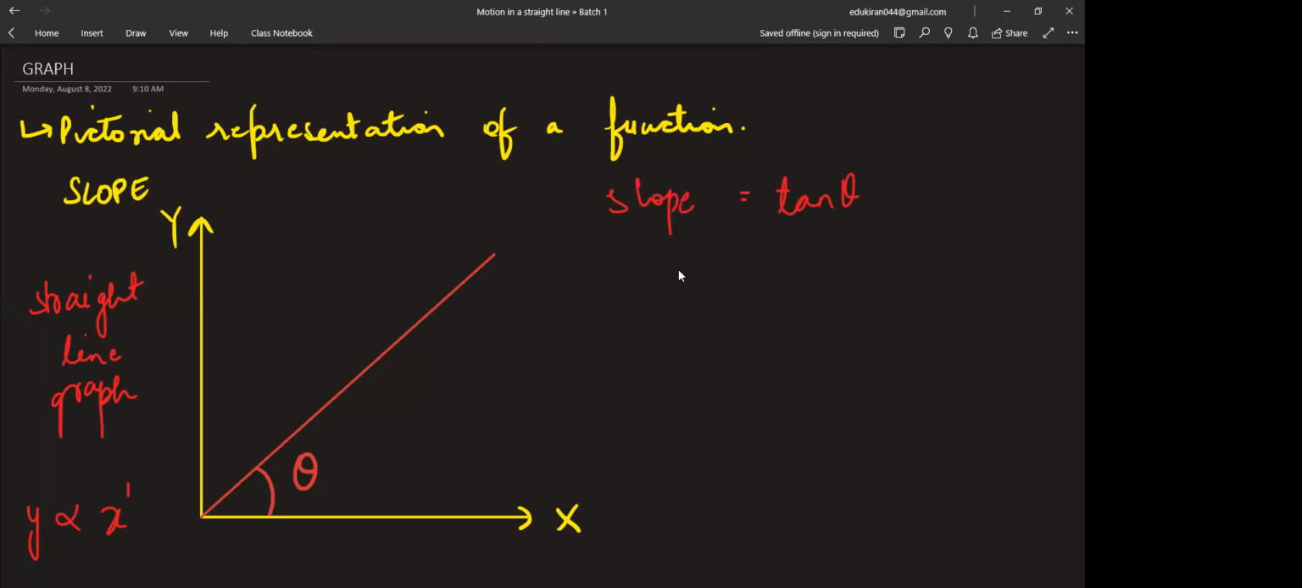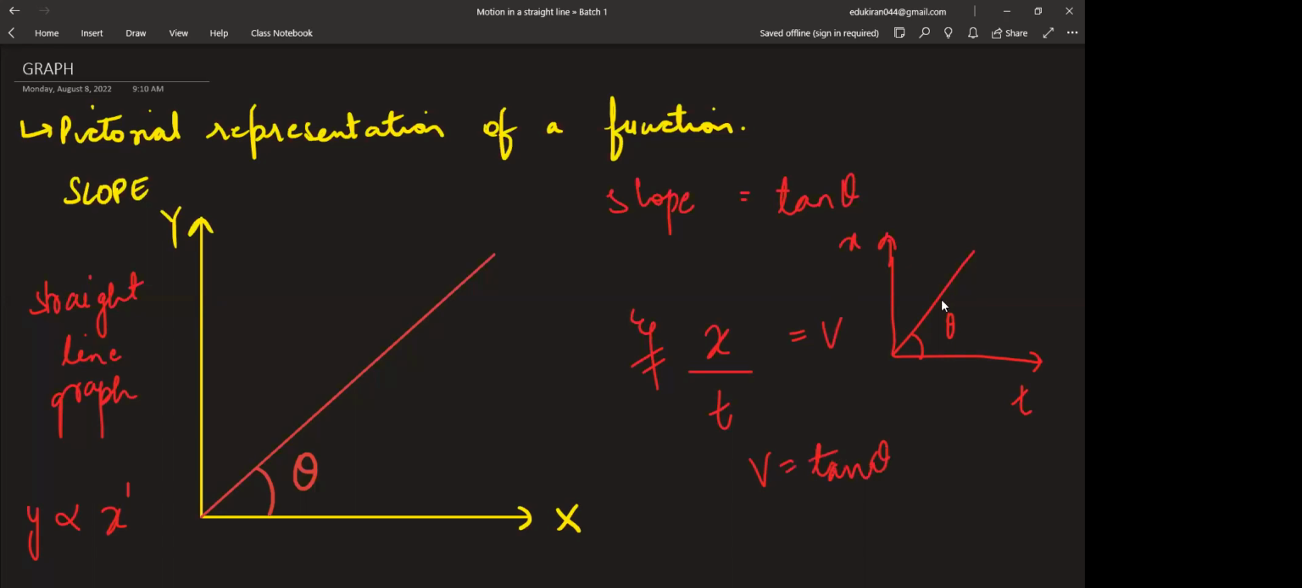The slope is given by tan theta. For example, if I tell you this is a graph between displacement and time, on the y-axis we have displacement, and here we have time, and we are getting a straight line graph. So when we divide x by t, that gives you velocity. Or velocity can be calculated directly by tan theta, because this is the slope.